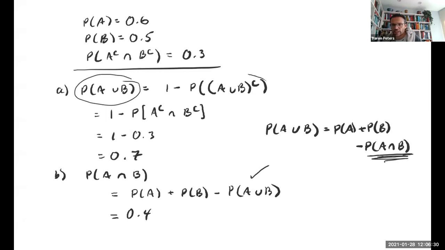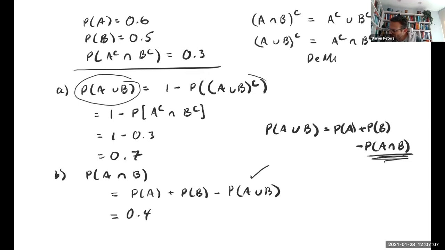Does a complement of an intersection or a union always flip to the other kind? Yes. So De Morgan's laws say, and this is really something that has to do with set theory as opposed to something that's innately probability, that A intersection B complement is going to become A complement union B complement. And A union B complement is going to become A complement intersection B complement. Okay, this was De Morgan's laws.